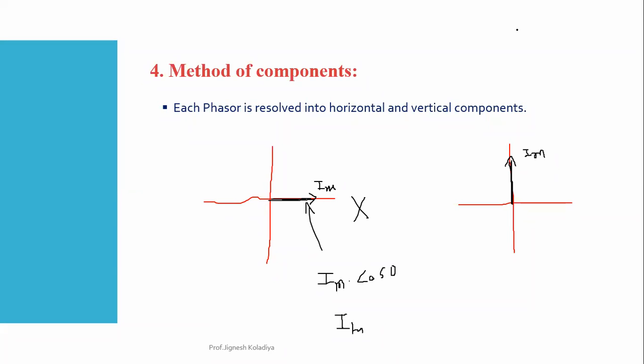So now I think you can understand the second case. Okay, this is my second case. So what is the result in this case? Y component is Im and the x component for this vector is 0. Got it?